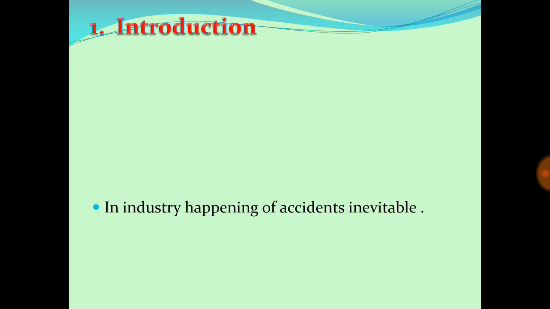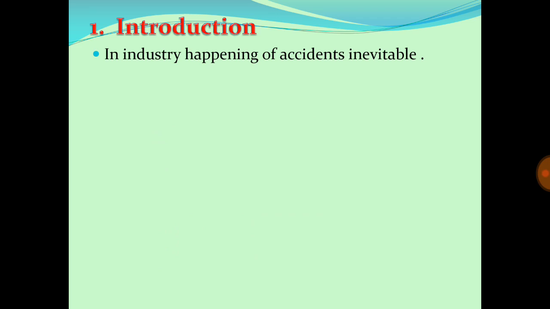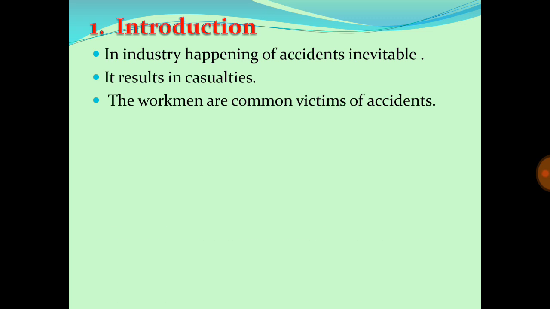Friends, firstly we are going to discuss the concept of accidents, etc., and the reasons or the object for which the Workmen's Compensation Act was enacted. As you know, in industry there are many processes of manufacturing, etc. Many activities are carried out. There are many operations in which accidents may happen. Such accidents may result in casualties, and the workmen are the common victims of such accidents.